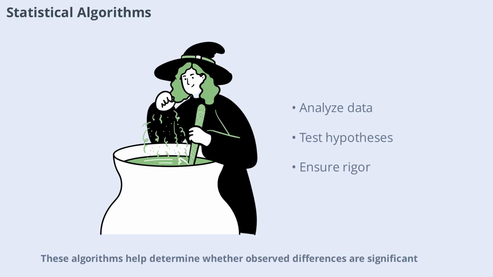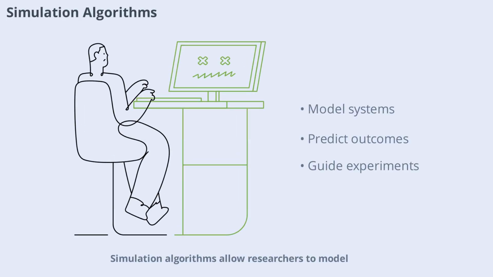Statistical algorithms are used throughout biological research to analyze data, test hypotheses, and draw conclusions. These algorithms help determine whether observed differences are significant, estimate probabilities, and model biological processes. From basic t-tests to complex Bayesian models, statistical algorithms are essential for making sense of experimental results and ensuring scientific rigor.